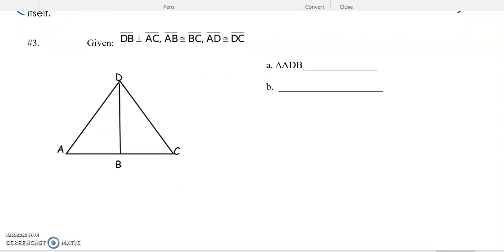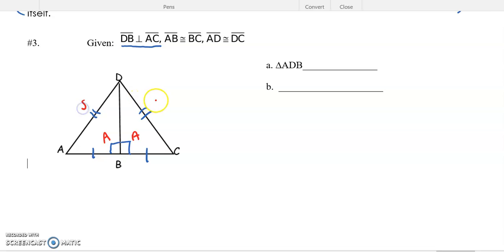All right, on this one, looking at two segments perpendicular, DB and AC. Well, perpendicular is going to imply that I have right angles. So I know there's going to be a right angle here and a right angle here. And all right angles are going to be congruent. So that's going to be one pair of angles. I know that the segment AB is congruent to the segment BC. And I know the segment AD is congruent to the segment DC.